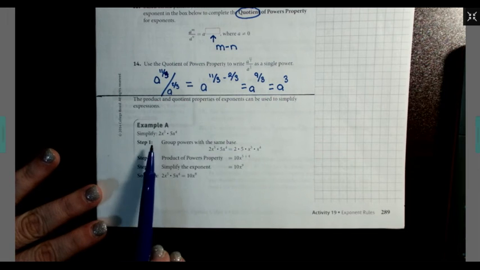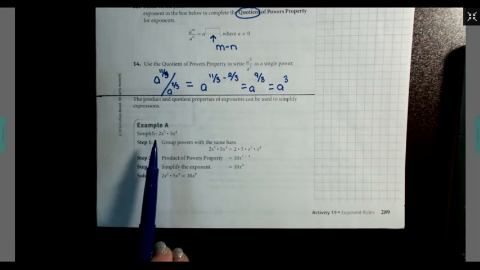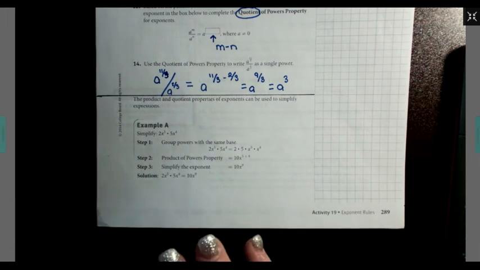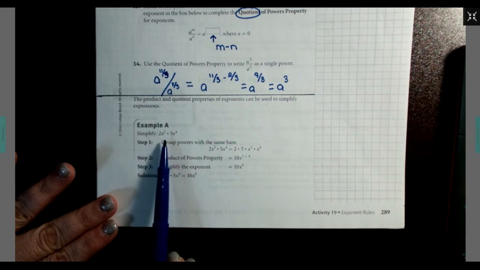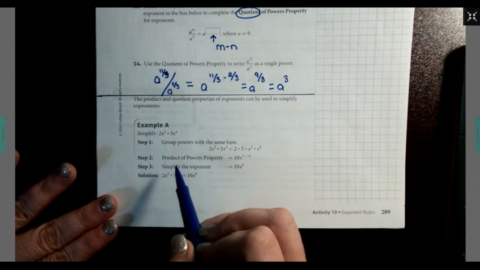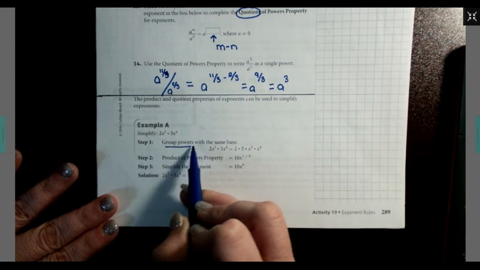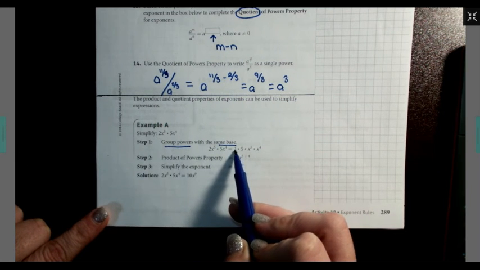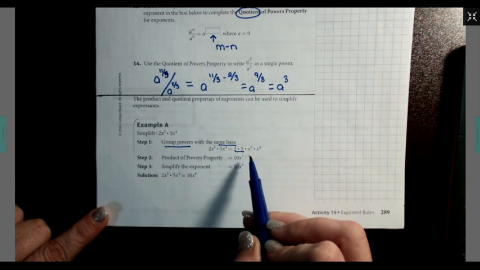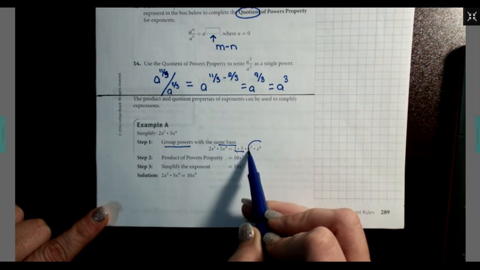The first thing that they did whenever they're multiplying numbers with exponents is simplify this expression. We're going to first group our powers with same bases. Group your powers with same bases. So notice our coefficients, the 2 and the 5, went out to the front, and we have grouped the x's here.